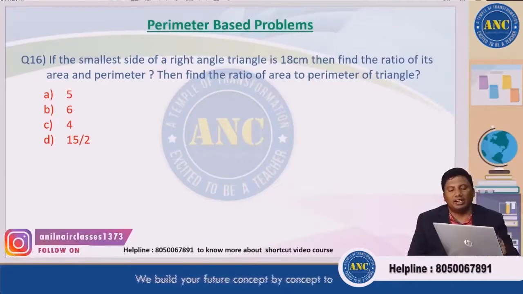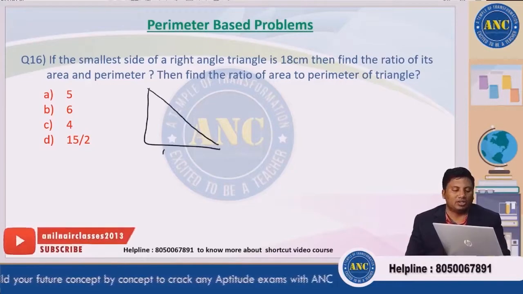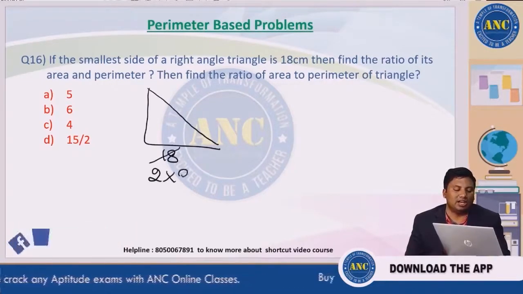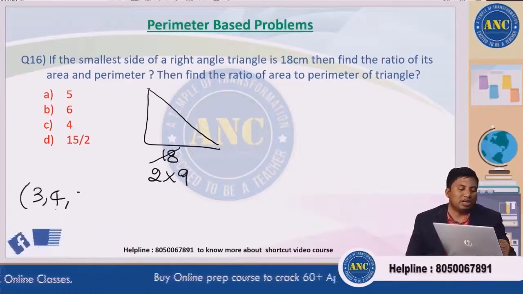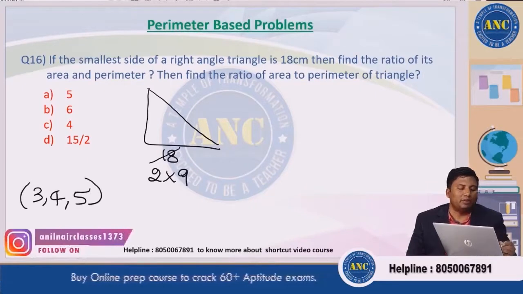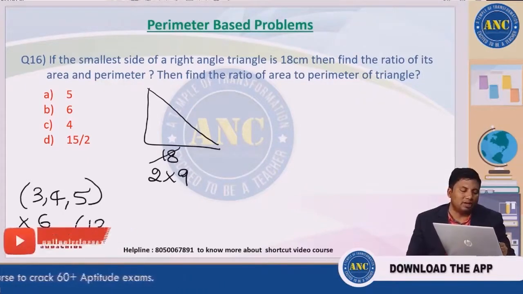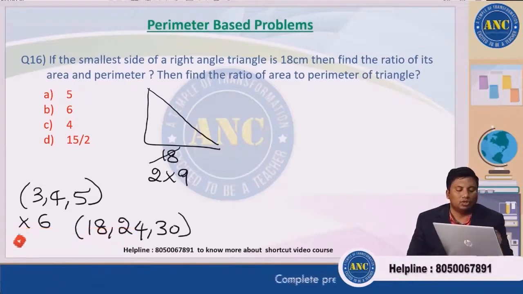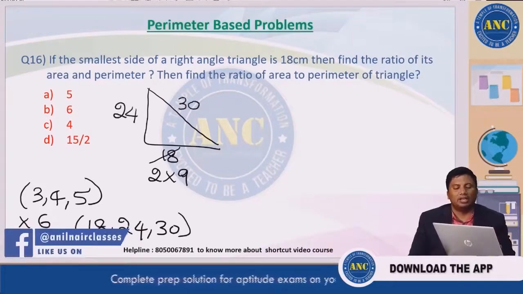The smallest side of a right angled triangle is 18. This is a simple right angled triangle question. What is the Pythagoras triplet? The lowest Pythagoras triplet is 3, 4, 5. Because it is 18, multiplied by 6, this will become 18, 24 and 30. So here it is 24, and here it is 30.